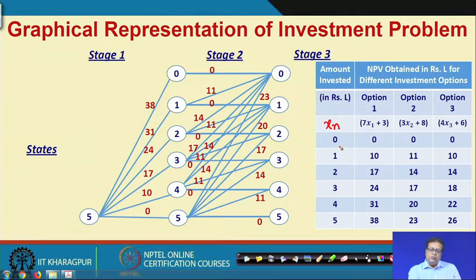Depending on how much you invest in option 2, whether it is 0 or 1 or 2 or 3 or 4 or 5, based on that option 2 will have a return, that is net present value, of either 0 or 11 or 14 or 17 or 20 or 23.